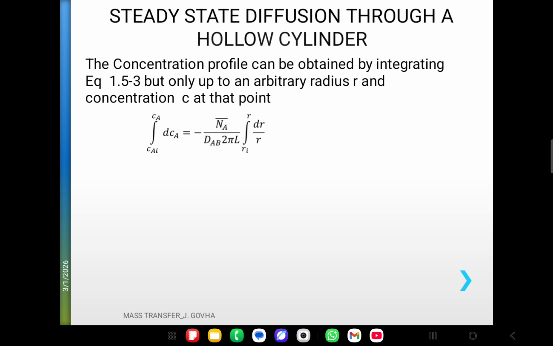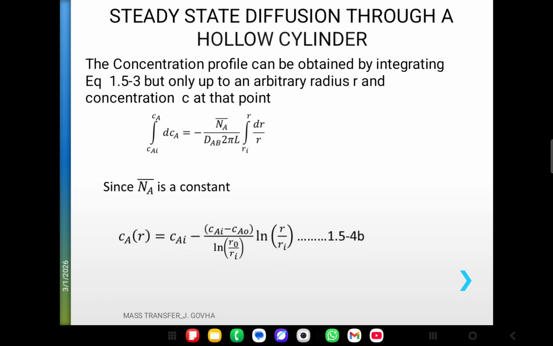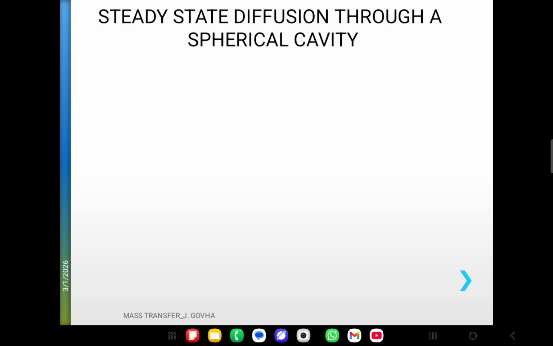So we can find the concentration profile, but only up to an arbitrary radius r and the concentration CA at that point. This is integrating to an arbitrary value. Moving on, we've said that NA is a constant, so our CA at r is equal to, after the integration, CA1 minus CAi minus CA0 to get that value. We can use this now to draw our concentration profile.